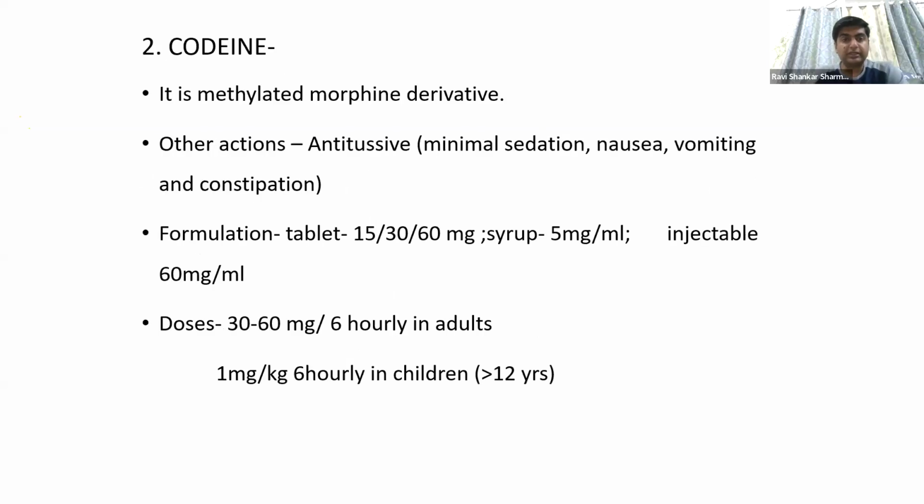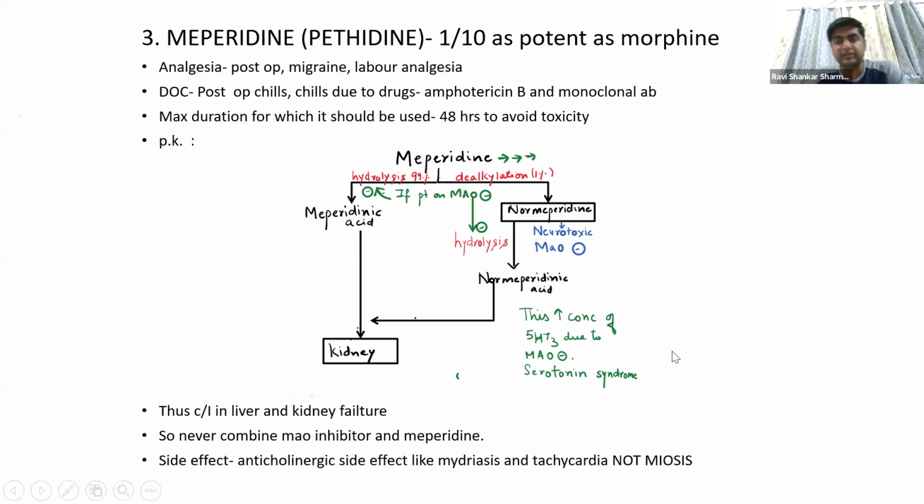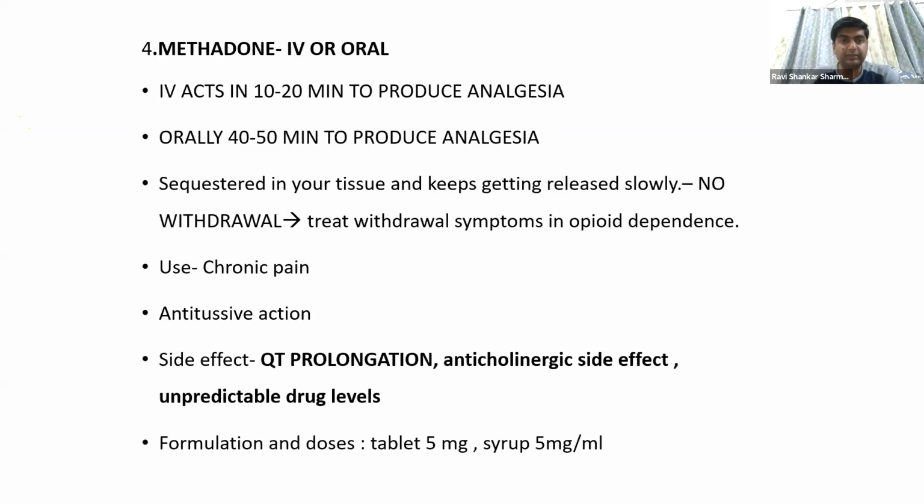So codeine, yes, used in cough syrup, an antitussive. Okay, then meperidine, that is pethidine, the most commonly used drug in intraoperative settings. Okay. Yes. Then methadone. Methadone is, I think for beginners, one of the unsafe drugs. So whenever you are using methadone, it usually takes 10 to 20 minutes to produce analgesia, and orally it takes around 45 minutes to produce analgesia. Okay.